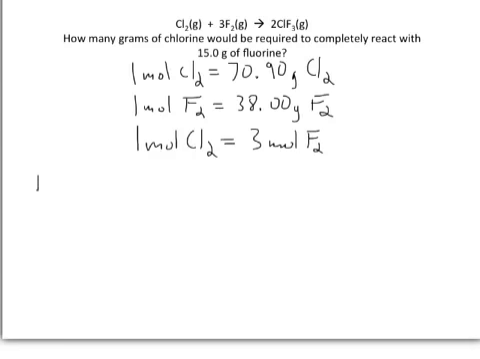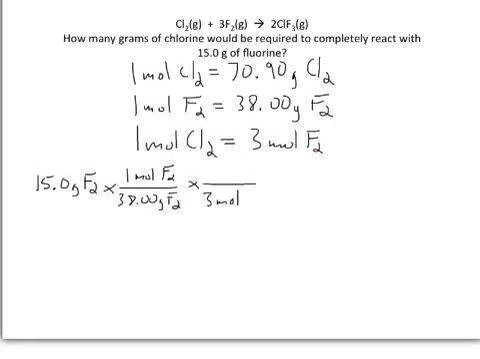So I'm starting with 15 grams of fluorine. And now I'll use that 1 mole of fluorine is equivalent to 38 grams. At this point in the problem, I've converted the grams of fluorine to moles of fluorine. So now I want to go from moles of fluorine to moles of chlorine. So I'll use this one next. So I've got 3 moles of F2 is equivalent to 1 mole of Cl2.